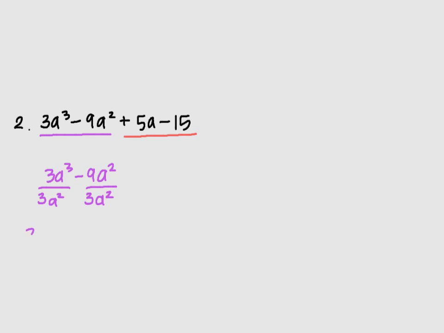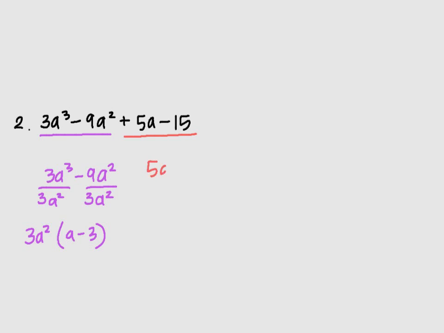So I'm going to factor out a 3a squared from the first 2 terms, and 3a cubed divided by 3a squared is equal to just a. Negative 9a squared divided by 3a squared equals negative 3. So I factored a 3a squared out of the first 2 terms, and now what I'm going to do is look at the last 2 terms in this polynomial.